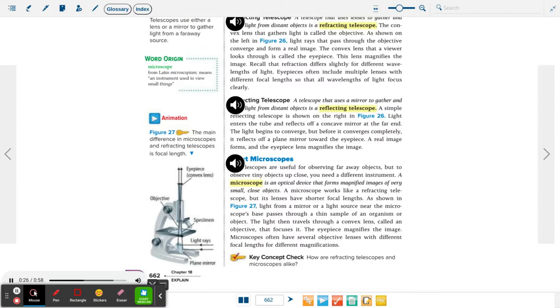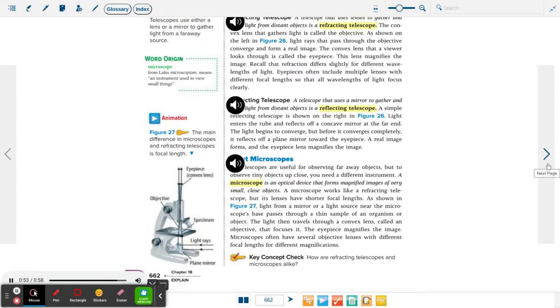As shown in Figure 27, light from a mirror or a light source near the microscope's base passes through a thin sample of an organism or object. The light then travels through a convex lens, called an objective, that focuses it. The eyepiece magnifies the image. Microscopes often have several objective lenses with different focal lengths for different magnifications.